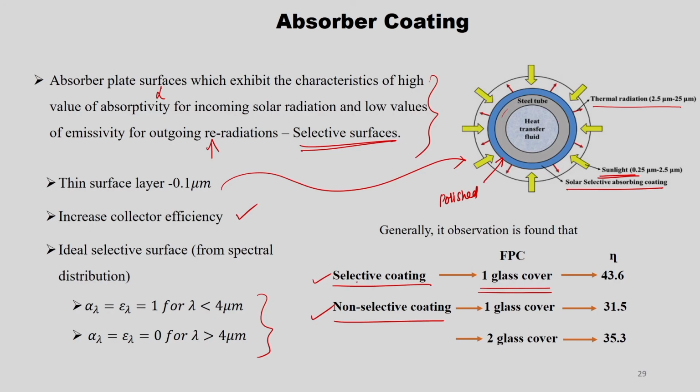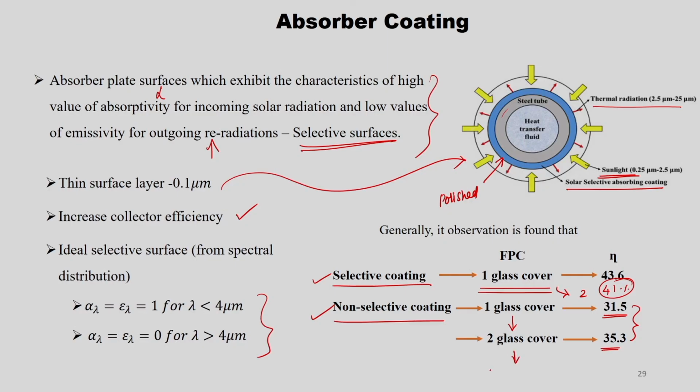So, while selective coating is being applied, if you go for more and more glass covers, the efficiency would obviously decrease. For example, if you increase the glass cover from 1 to 2, the efficiency would decrease around 2%. This comes around 41%. At the same time, if you are using non-selective coating, then it is advisable to go for one more glass cover, 1 glass cover to 2 glass covers. In that way, the efficiency increases from 31.5 to 35.3.